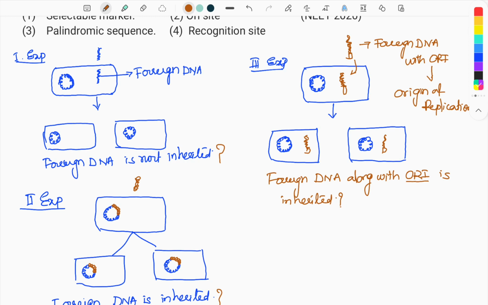We know that without replication, two copies are not formed from one copy. They are formed only with replication, and replication is done only with ORI. So when that ORI is present, it is getting replicated and it is getting inherited to daughter bacteria. In the first case, the foreign DNA, remember this is without ORI. So it is not inherited to the daughter bacteria.